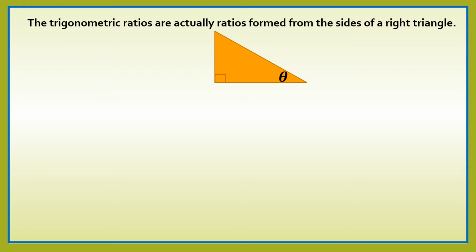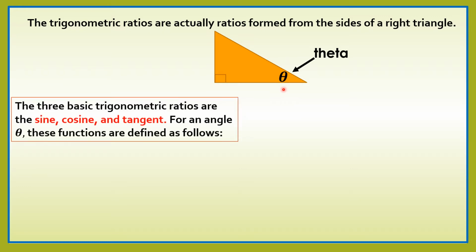The trigonometric ratios are actually ratios formed from the side of a right triangle. So, ibig sabihin, ginagamit lang natin siya sa right triangle. So, let us consider this right triangle and the given here is the theta. So, yung theta na to, ito yung gagamitin natin mamaya para sa ating reference angle since ito lang ang given na angle. So, let's have here the three basic trigonometric ratios are the sine, cosine, and tangent.